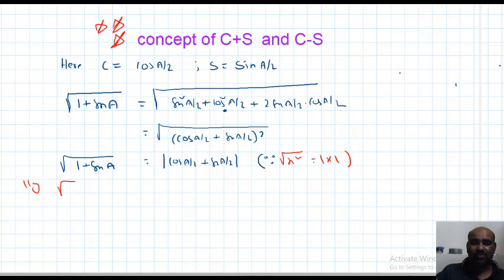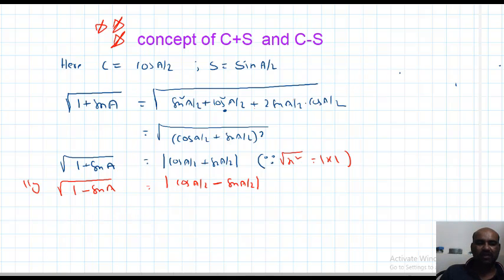Similarly, students, root over 1 minus sin a is given. Just here minus, you will get here minus. So what will we get? That is cos a by 2 minus sin a by 2. Okay, a by 2, I forgot.